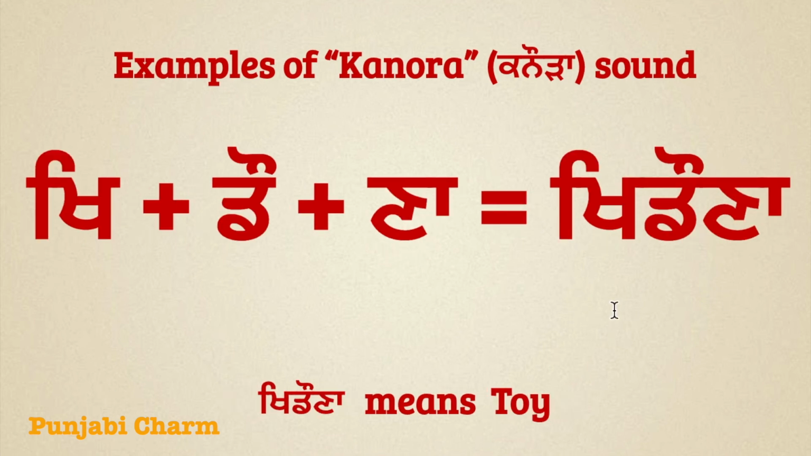The next word is khidona. Khidona means toy. To read this word, we can say khakke nu syari ke, dadde nu kanora do, nane nu kanana, khidona. Let's check out next word.